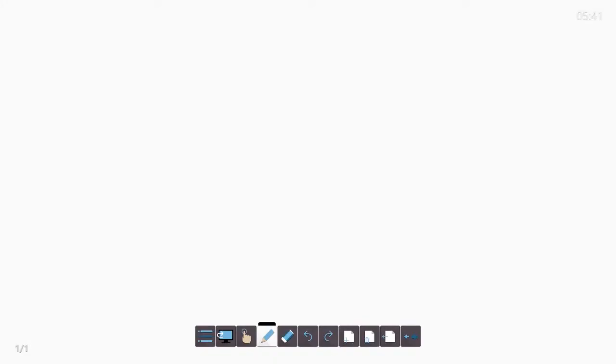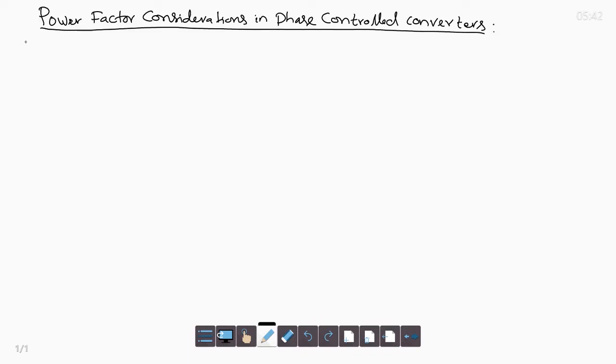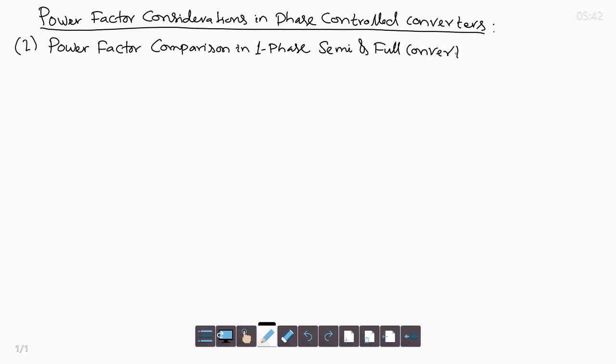Welcome. Today we will discuss power factor considerations in phase controlled converters. So first we will compare the power factor in single phase semi and full converters. We start with the assumption that the load current, the output current of the converter, is continuous and ripple free.